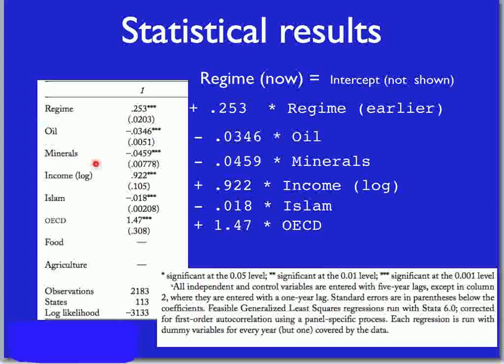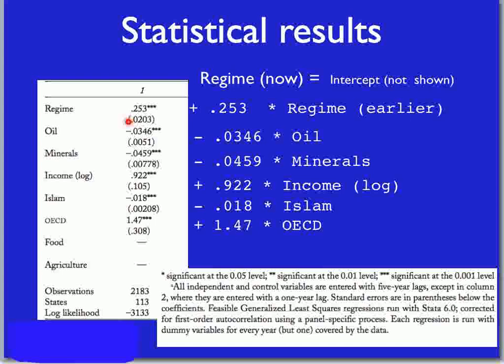So if you were to write this out in terms of the formula we had on the preceding slide, you would say regime now is equal to the intercept, not shown, but we don't care about that, it's not a causal effect, plus 0.253, so that's that coefficient times regime earlier, minus 0.0346 times oil, minus 0.0459 times minerals, plus 0.922 times income, minus 0.018 times the share of Muslims in the population, and plus 1.47 times the OECD.